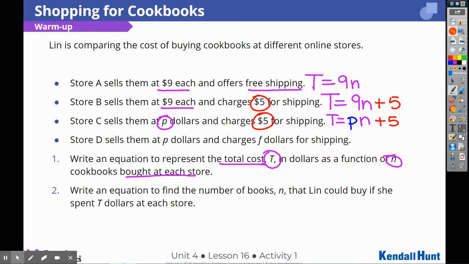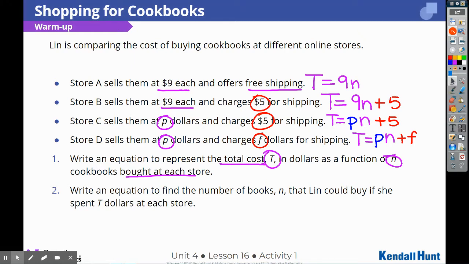Then the next one, Store D, is selling them for P dollars. So we still have T equals P times N, the number of cookbooks. And now, instead of a $5 shipping fee, we have F. And so we can now charge any amount of shipping. So this function allows the person to compare multiple stores and switch out the variables for any cost of the book, any number of books, and any cost of shipping. And they'll be able to use this function and find their total cost that they would have to pay for those books.